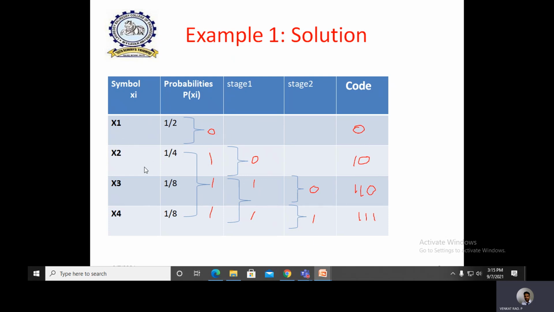For x1 it is 0, for x2 it is 1, 0, for x3 it is 1, 1, 0, for x4 it is 1, 1, 1. So this is very, very simple, right? So this is the way of applying Shannon-Fano coding for these source symbols, and this is the procedure of getting the final code words for each and every symbol. So this is a very simple example.